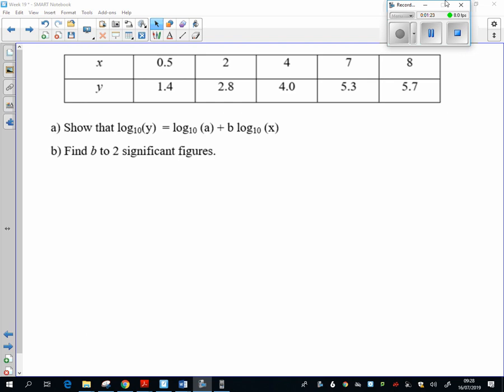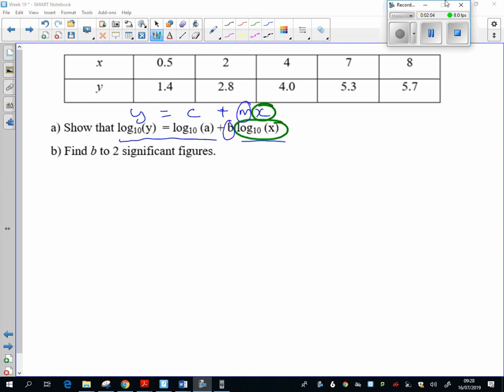Okay, so for part B, we're asked to find b to two significant figures. So looking back, we've got this linear equation. If we compare that to the general equation of a straight line, log to the base 10 of x is my variable, so my gradient is just b. So basically I want to find the gradient of this line here.